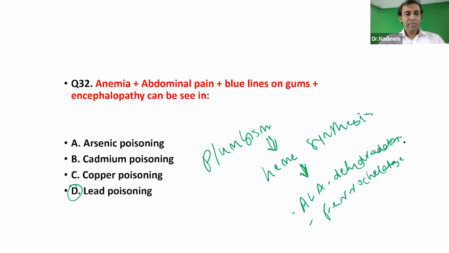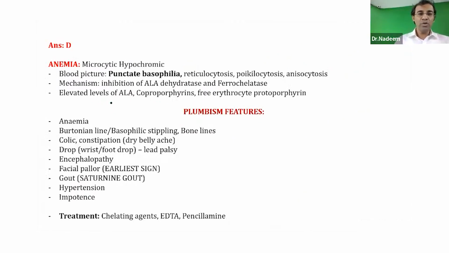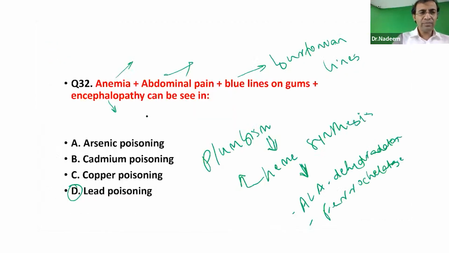Whenever there is a problem in heme synthesis, for sure there will be anemia. And all these features we have learned: abdominal pain, constipation, colicky pain, blue lines over gums, which is called Burtonian lines. Sometimes there can be encephalopathy in young age group, lead poisoning, plumbism. All these are plumbism. So how to treat? EDTA, chelating agents, or even penicillamine.